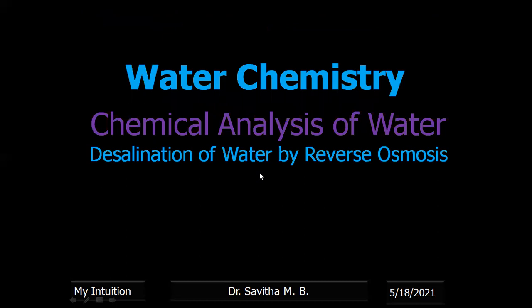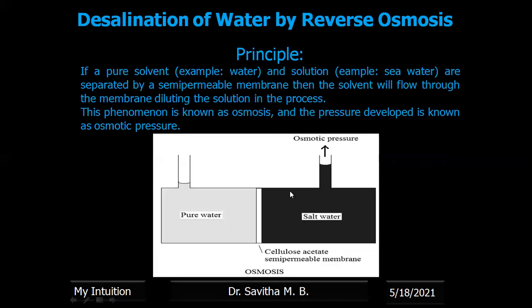The next process is desalination of water by reverse osmosis. You all know what desalination means. Desalination means removal of salt from water. If you remove the salt from sea water, it does not contain any salt, so it can be used. Desalination is one of the solutions for the water crisis. There are certain countries which completely depend on desalination, where they do not have much fresh water availability.